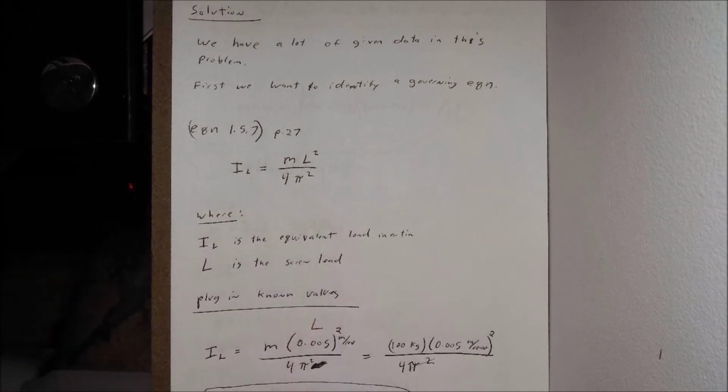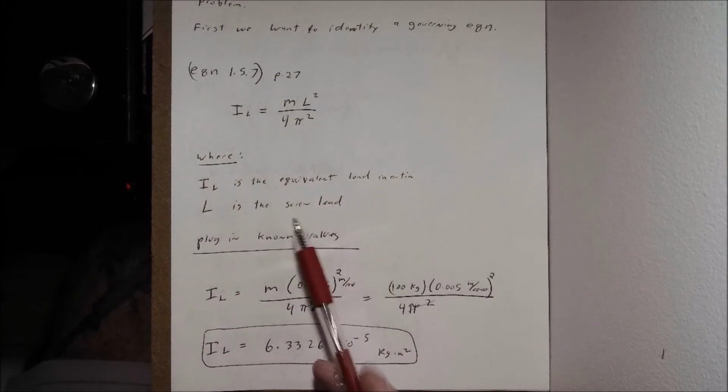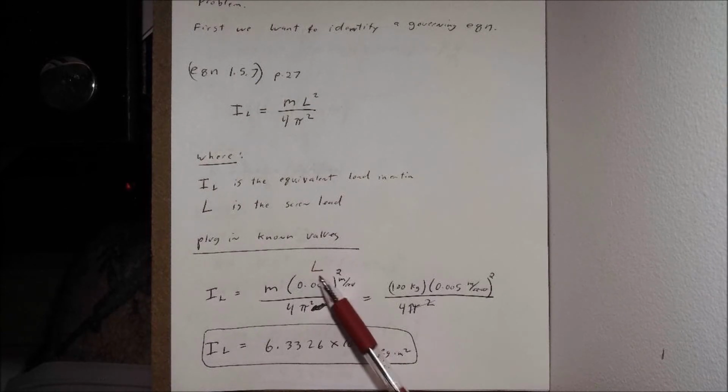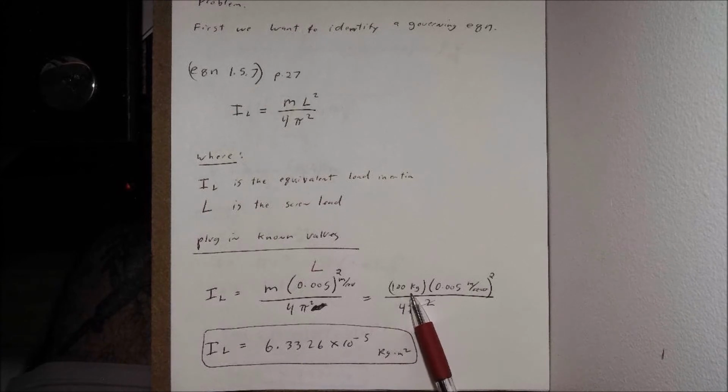Now the next step is to plug in my known values. So again, I go back to this general equation, plug in my known values. I know I have my L value here, again for my screw lead, which is given to me as 0.005 in units of meters per revolution. This value is squared there. I have my mass value given to me as 100 kilograms. I can plug in for that there. So kilograms, meters, revolutions squared over 4 pi squared down here.